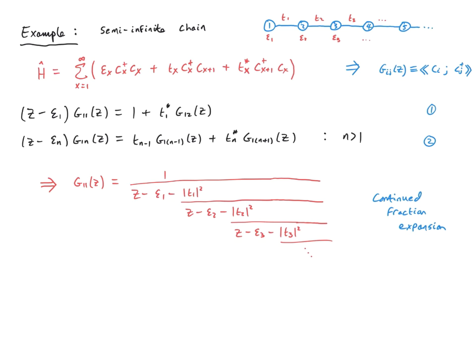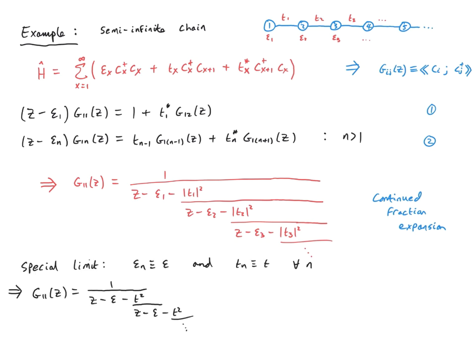Of course, with arbitrary t's and epsilons, we're never going to be able to write down a simple expression for this because it contains an infinite amount of information. However, a simple limit of this is where we set all of the epsilons equal and all of the t's equal, and then we can find a closed form analytic expression for G11. In this special limit of the homogeneous chain, we can write G11 as 1 over z minus epsilon minus t squared over z minus epsilon minus t squared, and so on.